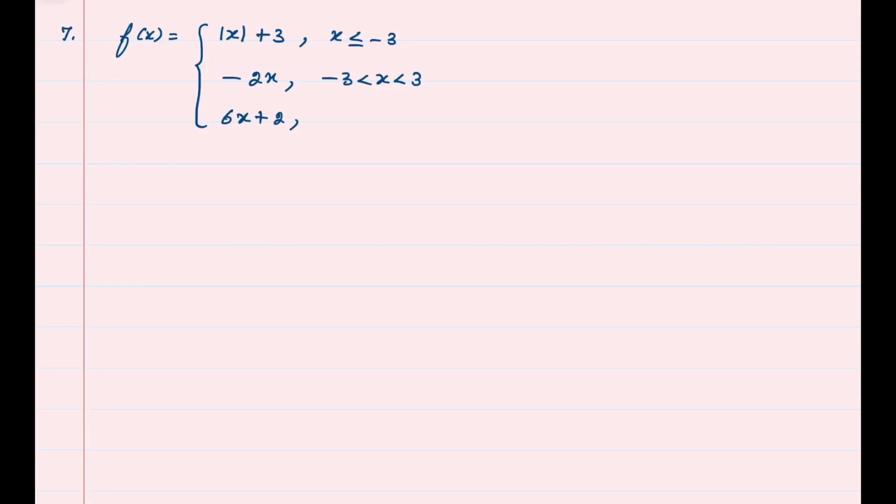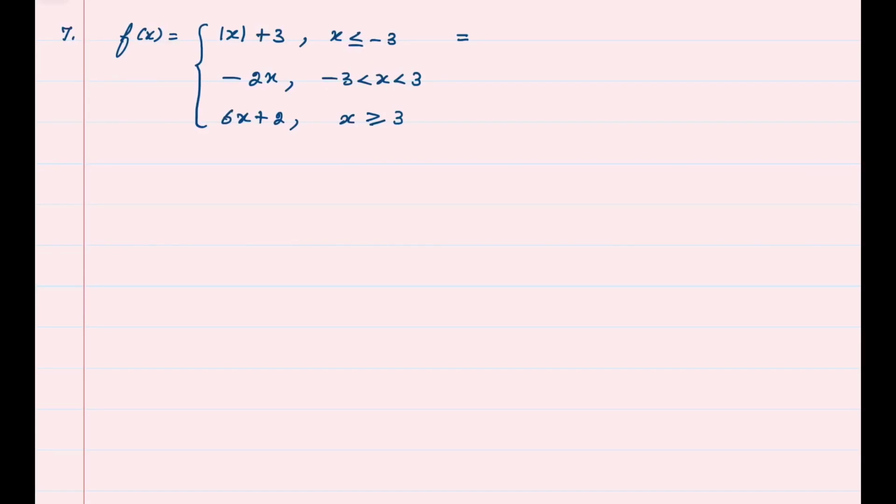Question 7. Find all points of discontinuity of f of x, which is absolute value of x plus 3, where x is less than or equal to minus 3, minus 2x for minus 3 less than x less than 3, 6x plus 2 for x greater than or equal to 3.